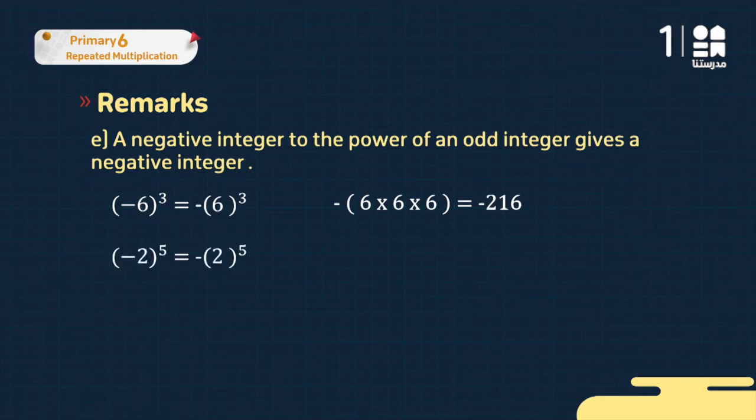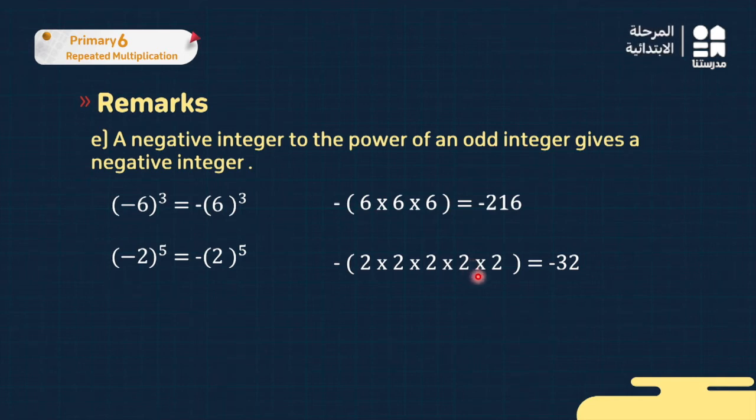Negative 2 to the power of 5. 5 is an odd number, so I am going to repeatedly multiply negative 2 five times. Let's check all together. Negative 2 times negative 2 gives me positive. Multiplied by another negative, it changes to negative again. Times negative, it changes to positive. Times another negative, it changes to negative. So the final answer is supposed to be negative.